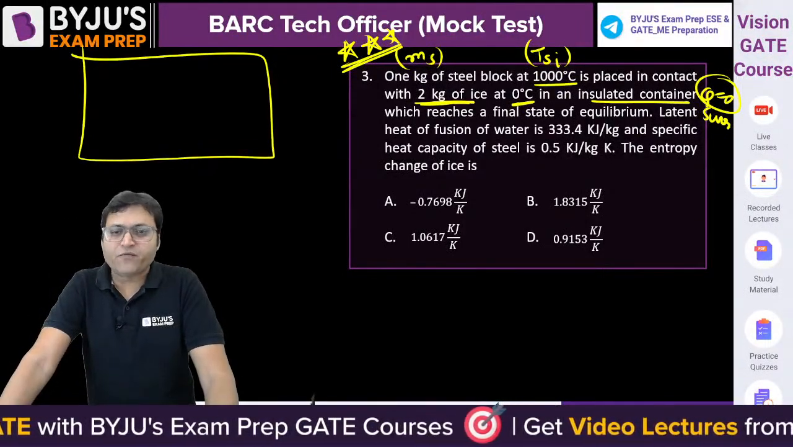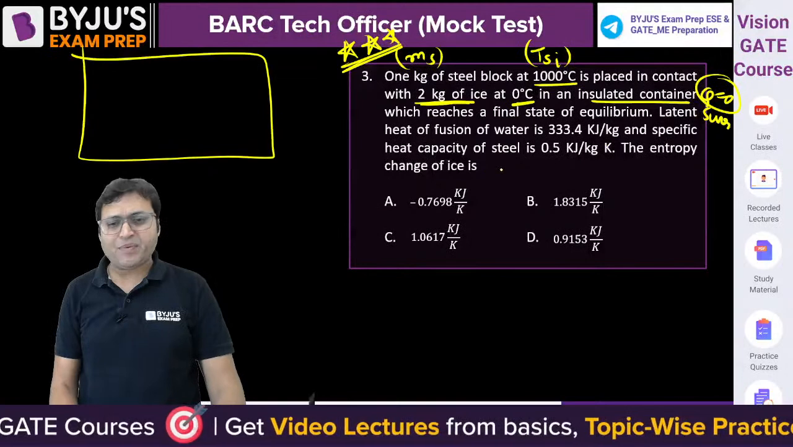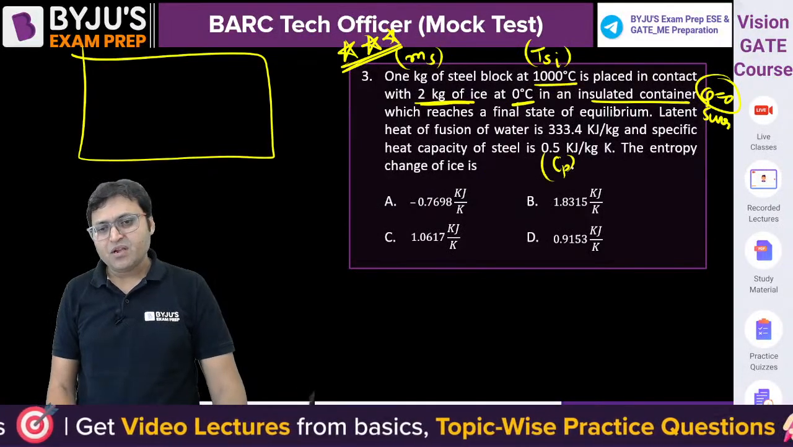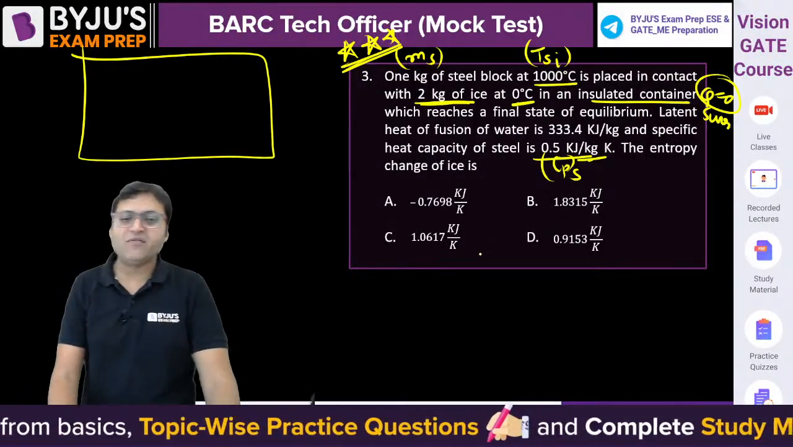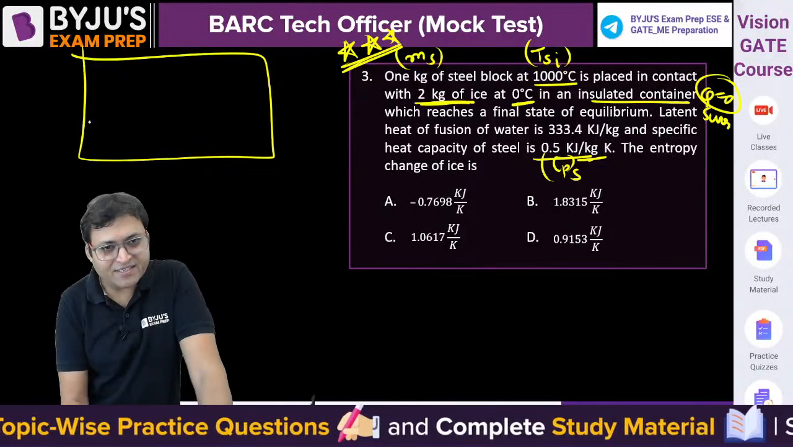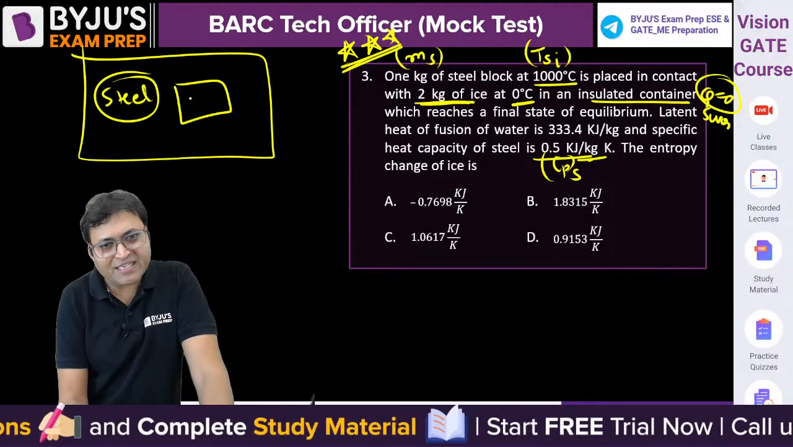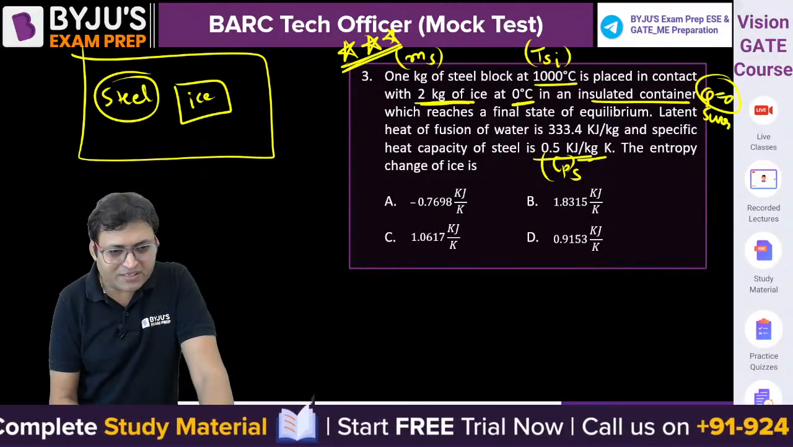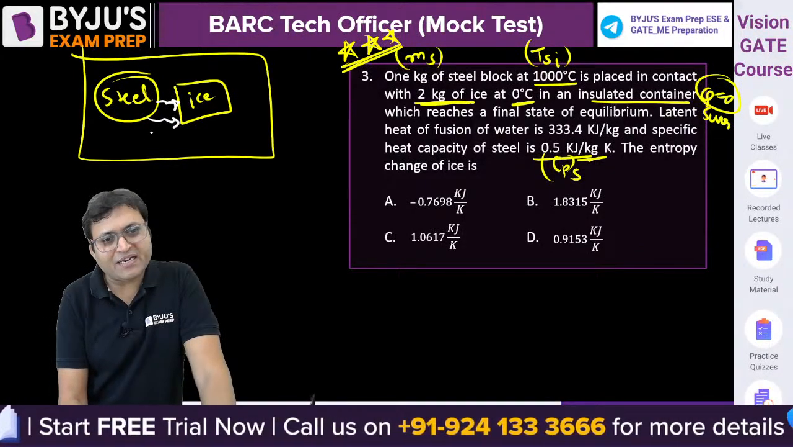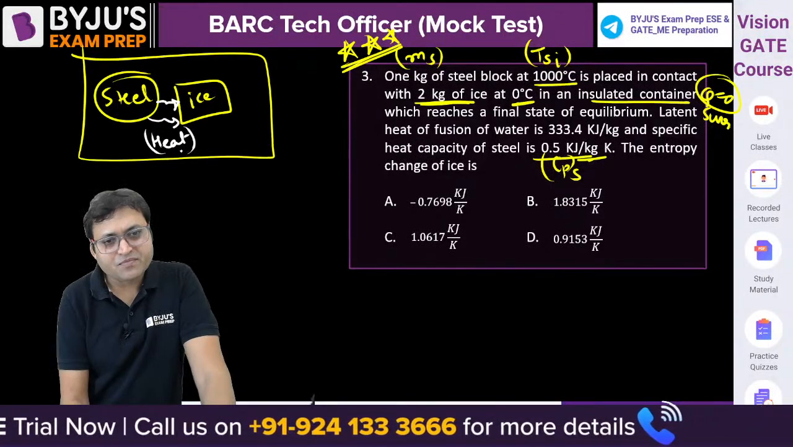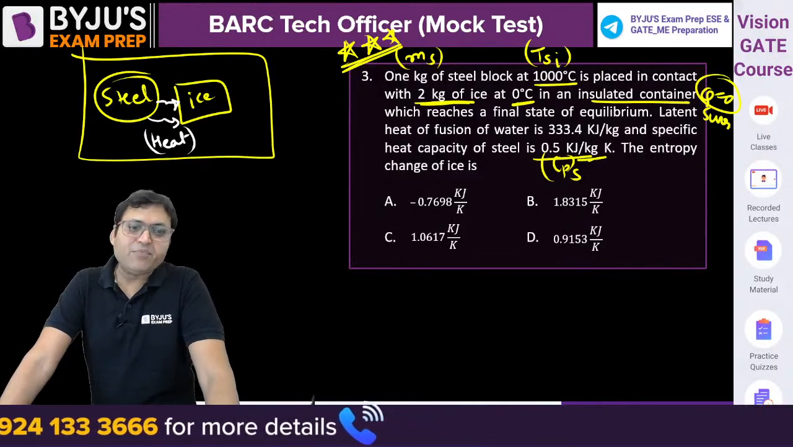Latent heat of fusion of water is 333.4 kilojoule per kg, and the specific heat capacity Cp for steel is 0.5 kilojoule per kg Kelvin. The entropy change for ice is asked. Whenever a steel block is in contact with an ice block, what will happen? Because steel is at higher temperature and ice is at lower temperature, the heat will be released by the steel block and gained by the ice.